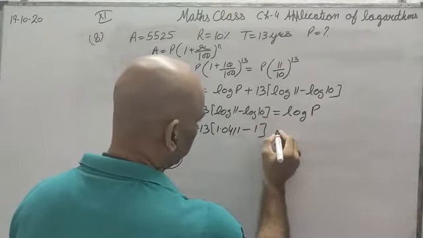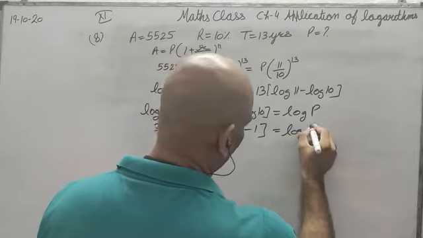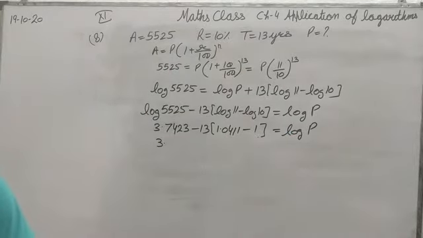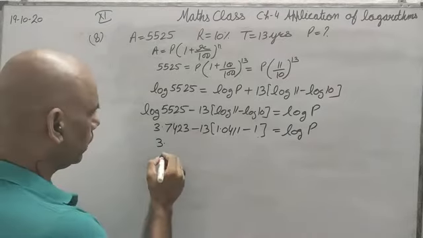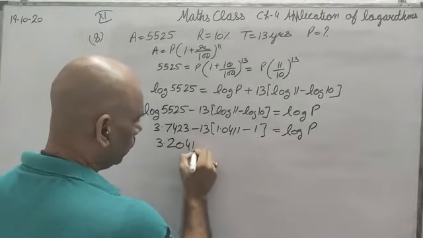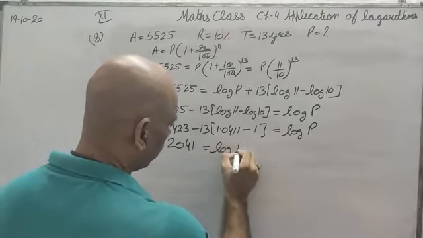And log 10 is always 1. This will give me log P. Now I will subtract it and then multiply it by 13, which gives me 3.2041. 3.2041 is the value of log P.